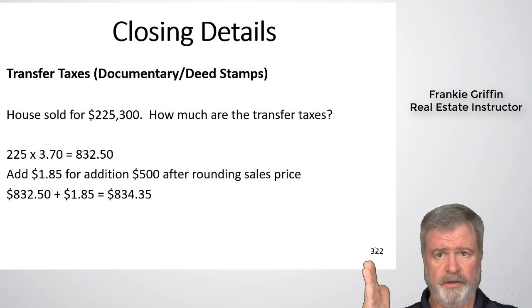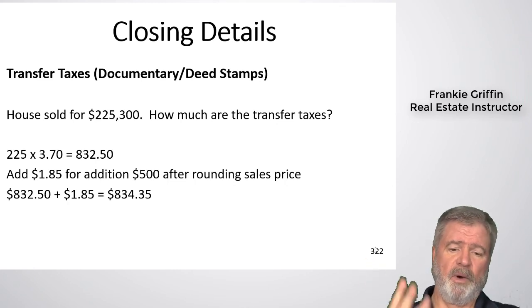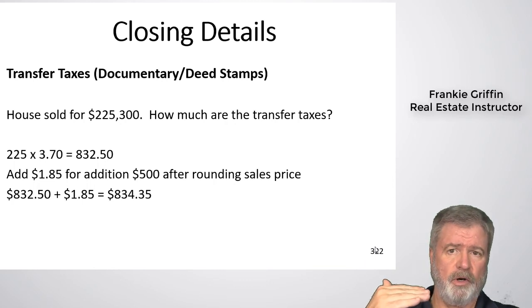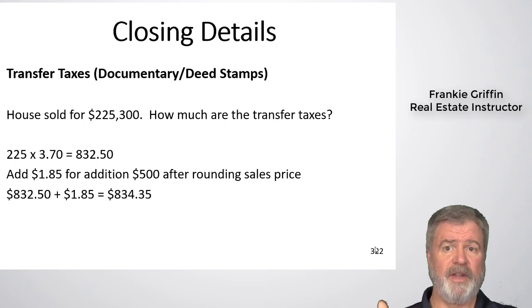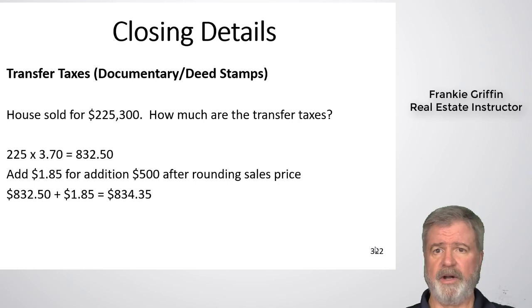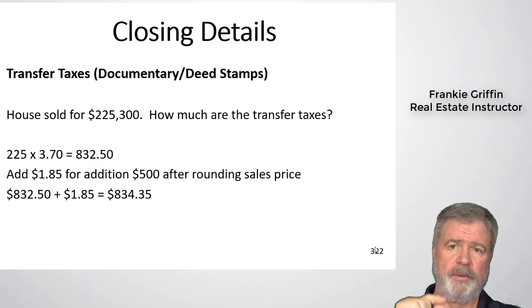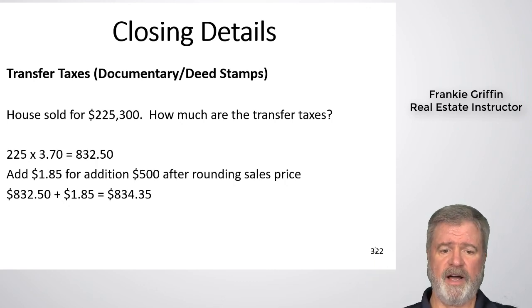But you'd be surprised. But anyway, y'all, that's all there is to the deed stamps. Again, just make sure you memorize how much they cost, because I'm telling you, they're not going to provide that to you in the question. $3.70 per thousand, $1.85 per 500, and if the sales price is not an even 500, then you must round up to the nearest 500.